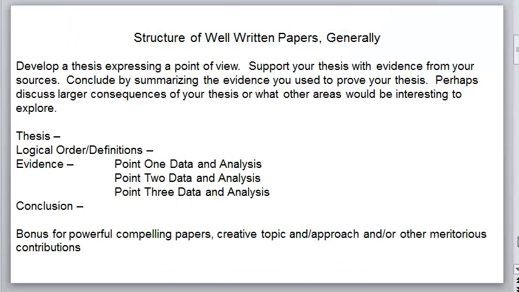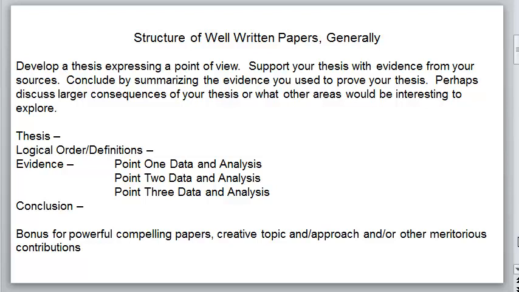Now, this is a structure of well-written papers generally. In history, you want to have a thesis. You want to have a hypothesis. You want to tell the reader what you're thinking and what you're going to prove in your paper. Now, this can be any kind of idea that you get from the information that you learn in class, and that is why it's such a good teaching and learning tool, because you have to come up with some kind of theory, some kind of idea, and you have to prove it through the evidence and the information that you receive.